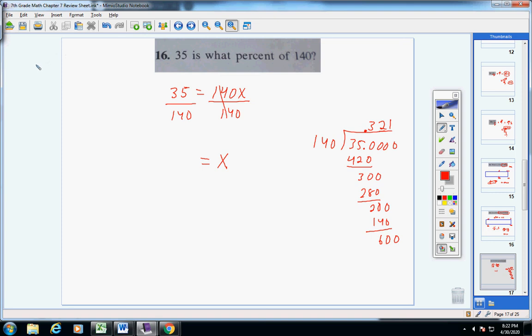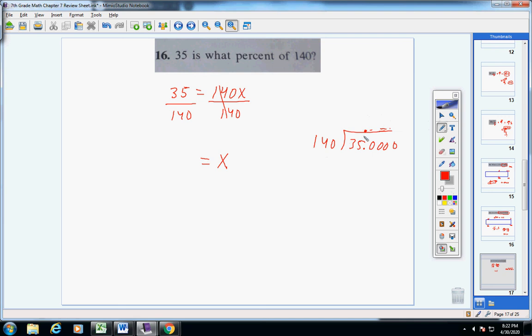I'm not sure how far they want us to take this, but I have messed up somewhere. I'm supposed to get 25%. I hate it when I mess up, but it just happens. So, oh my goodness, look what I did. I said 350 minus 420 is 300. Yep, time for you guys to get a new, younger, non-senile math teacher.